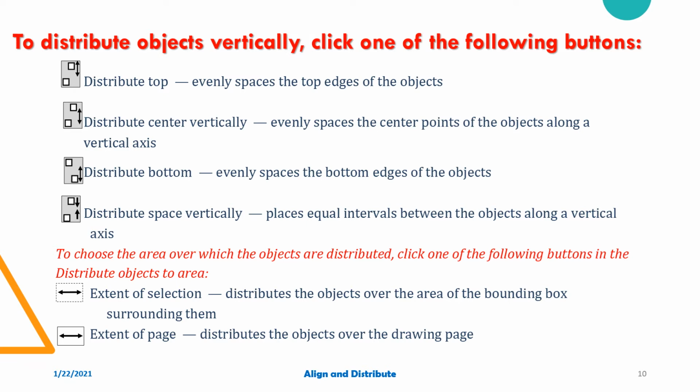To choose the area in which the objects are distributed, click one of the following buttons in the distribute objects area. So we have extent of selection, then extent of page. Please do not get confused with these two buttons. Based on the illustration, the extent of selection has the dotted lines. Extent of page is a straight line and a thick line. So please, again, do not get confused with these two buttons. In the next video, you will be able to see how you are going to distribute the objects vertically and horizontally.